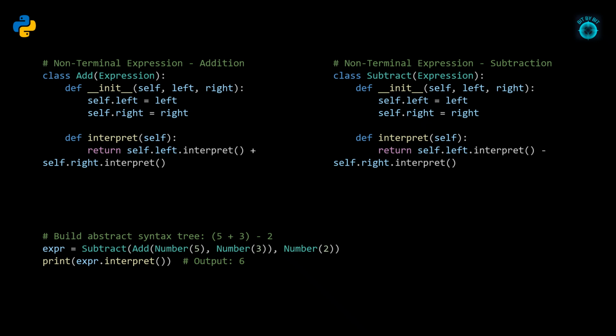This is a textbook use case of the interpreter pattern. It's perfect for building mini interpreters, calculators, custom rule engines, or domain-specific languages where you define and evaluate grammar rules in a structured way.